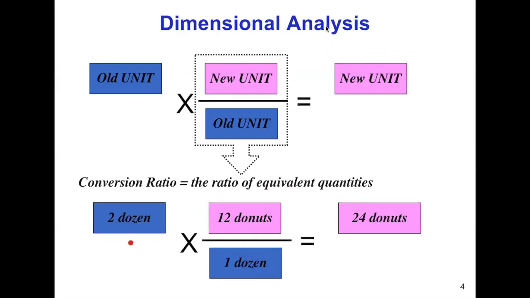We want to convert 2 dozen into number of donuts. So you will put that 1 dozen is 12 donuts, so that the dozens cancel, and your answer will come out in number of donuts. So 2 dozen is equal to 24 donuts.